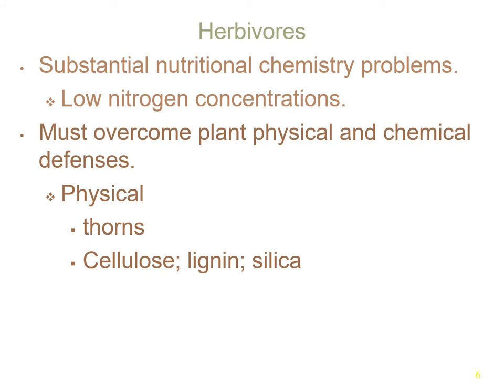Silica is a tough one. We find silica in grasses, and what happens with silica is that it's very abrasive, and it can actually wear down the teeth. A lot of elephants will actually starve to death because the silica has worn down their teeth to the point that they're just not able to consume enough grass anymore in order to survive.